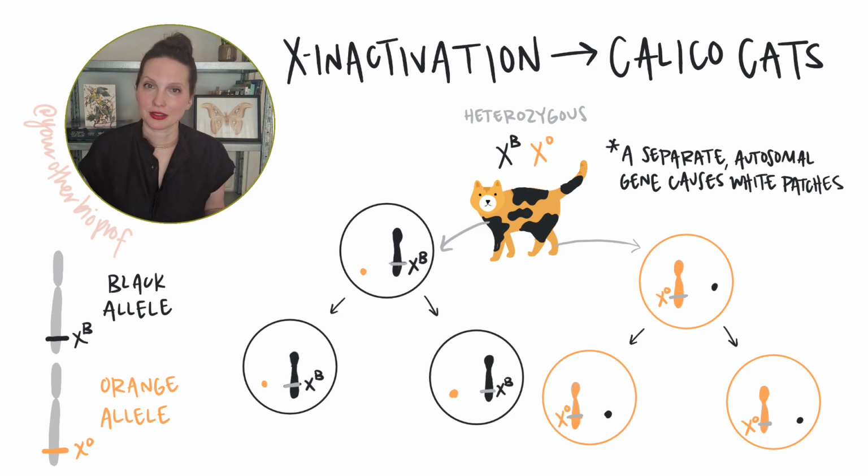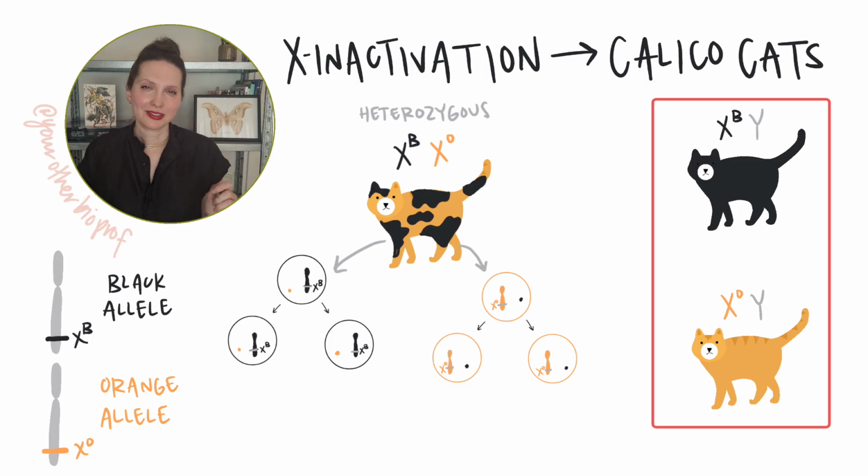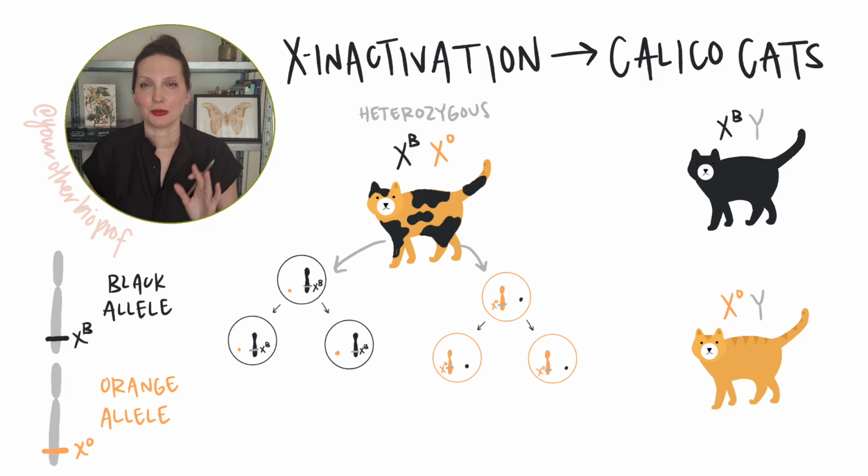Because the orange and black patterning is the result of random X inactivation and subsequent cell division, Calico cats are almost always females. Because in the males, all of their cells will carry the same singular X chromosome, and they'll nearly always be either all black or all orange. This same concept of mosaicism means that X-linked disorders may vary in severity in XX individuals. In heterozygotes, a lot of cells won't express the disease trait, having inactivated the X chromosome carrying it.